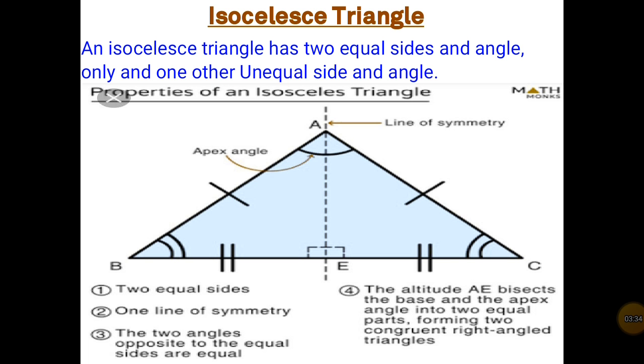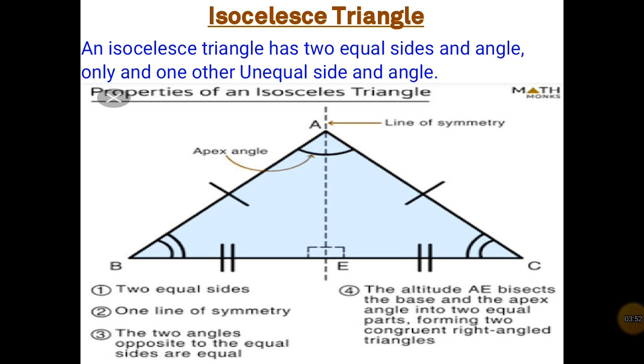Now, from the diagram you see below, that is the diagram that is showing the properties of an isosceles triangle, we have the apex angle, which is the top angle, which is dividing the 2 base sides of an isosceles triangle.